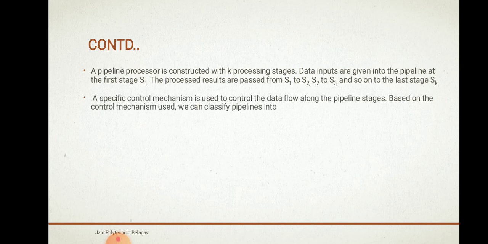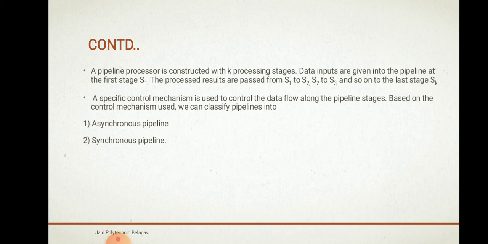A specific control mechanism is used to control the data flow along the pipeline stages. So even if the data passes from one stage to another stage, some mechanism will be used to control that. Based on the control mechanism used, we can classify pipelines into two types: asynchronous pipeline and synchronous pipeline.